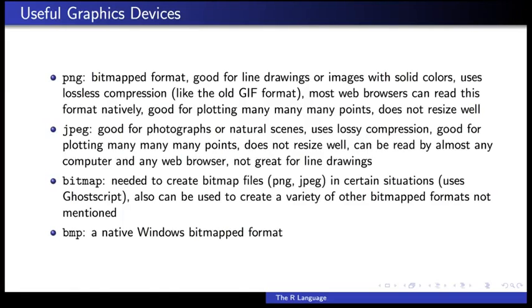Bitmap is a function that's used to create bitmap files in situations where you cannot use the PNG and JPEG functions. These are rare. They usually involve situations where you're running R in a batch mode, and so you can't call those other functions. So this can be used to create a variety of bitmap formats, but generally you will not need to use it in most situations, for example, if you're running R on your laptop. Finally, the BMP format is a native Windows bitmap format that's usually used for specifying things like icons.